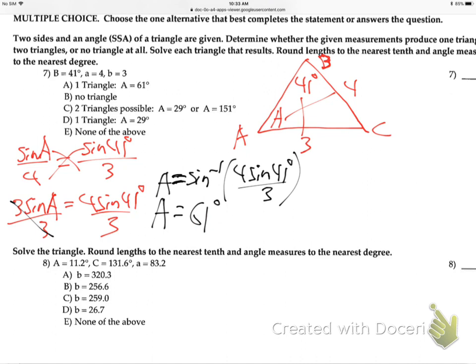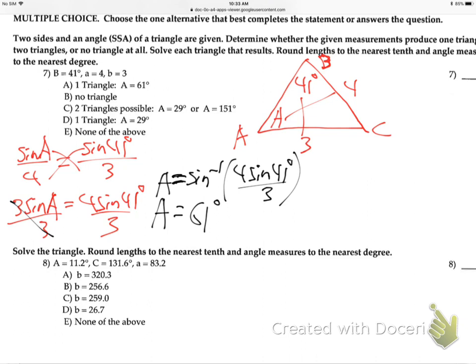Now, how do we know? I think you're good with all that, but here's the question that might be a little more confusing. How do you know one triangle, two triangles, all that? It's certainly not no triangle. You get no triangle when you get an error. So we didn't get an error. But how do you know if it's one triangle or two? I don't know if I've been crystal clear on this, so let me be more clear than I've been.